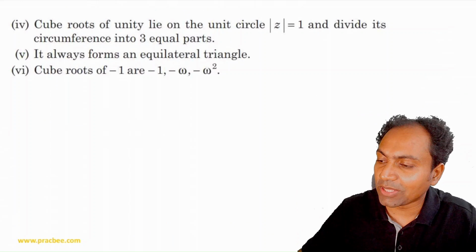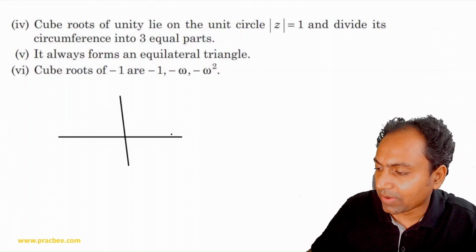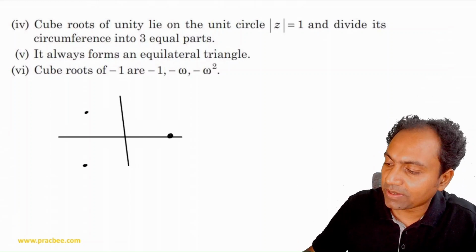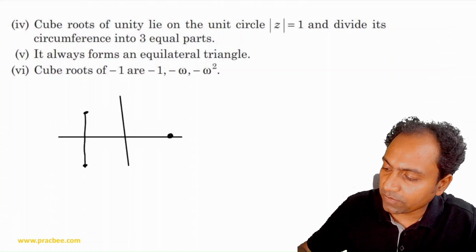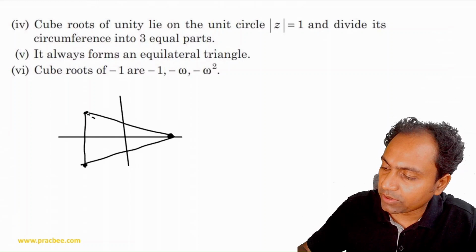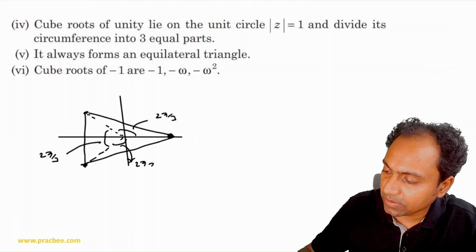If I plot them on an Argand plane, this is how they look. So this is my 1. Then e to the power i 2 pi by 3, omega, would be somewhere here and then here. If I join all of them, this is how they look. You can see that this angle from here to here is nothing but 2 pi by 3. And this angle again from here to here is 2 pi by 3. And this angle again from here to here is nothing but 2 pi by 3.